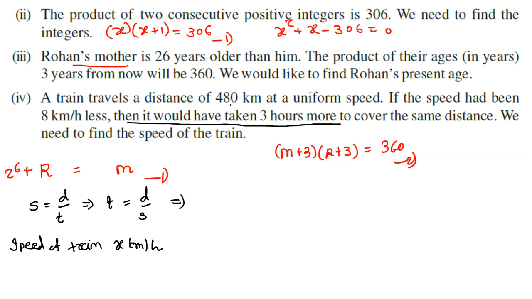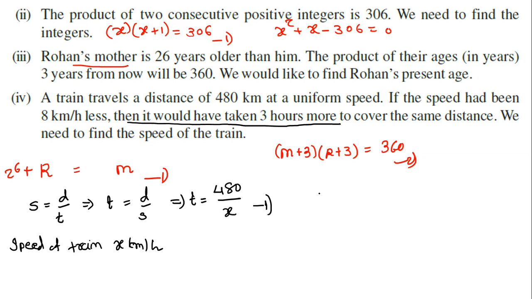Now distance is fixed. That is, for 480 kilometers it has to travel. So I will write here for 480, and time. Sorry, here speed. So speed we have assumed x. So t is equal to 480 upon x. This is your first equation.